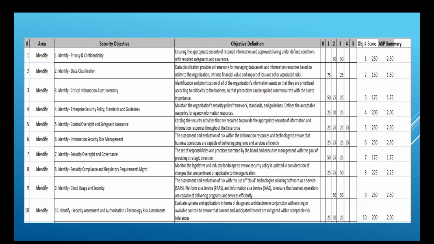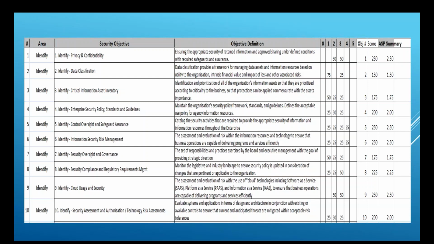Number 5, control, oversight, and safeguard guidance. Catalog of security activities that are required to provide appropriate security of information and resources within our enterprise. So, what are we doing to protect that data? You say, well, I've got a firewall. Okay, that's a great tool. But do I have processes and procedures on how we look at that firewall?